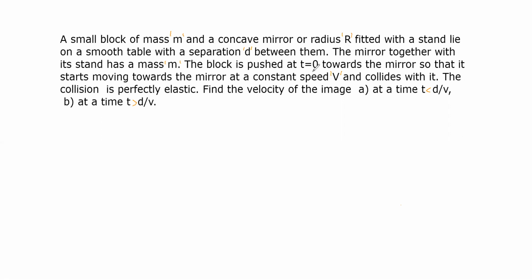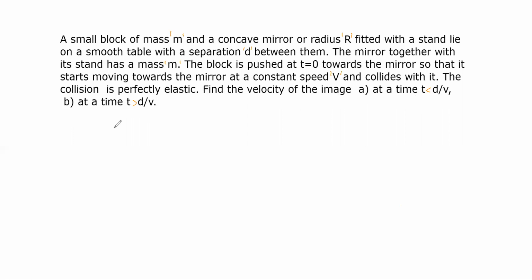The block is pushed at t equal to 0 towards the mirror so that it starts moving towards the mirror at a constant speed V and collides with it. The collision is perfectly elastic. Find the velocity of the image when time is less than d by v and when time is greater than d by v, where d is the distance between the mirror and block, and V is the velocity with which the block is pushed.